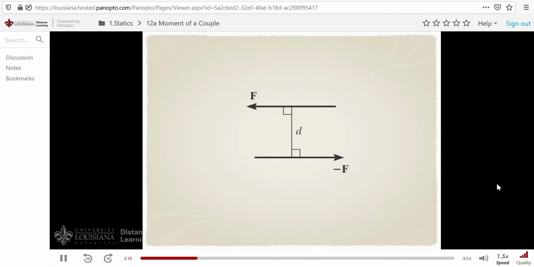Now here's a couple moment in two dimensions. The magnitude of the couple, of course, is F times d. In what direction does it act? Well, the forces tend to rotate around each other in a counterclockwise direction, like this. And so if you curl your fingers in this direction, the thumb will be directed out of the screen. That's the direction of the couple moment.